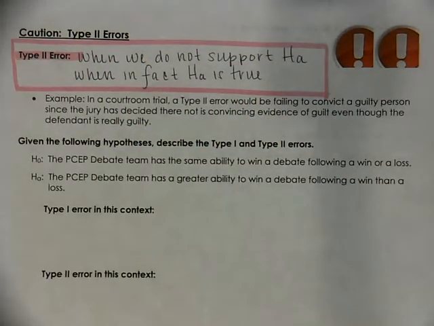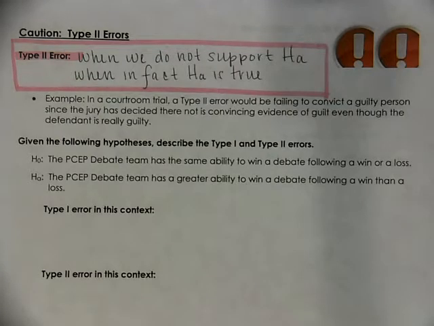Okay? So in a courtroom trial, type 2 error would be failing to convict a guilty person, since the jury has decided there was not convincing evidence of guilt, even though the defendant was actually guilty. So they are essentially letting a guilty person walk free on the streets. So also not a good type of error. I don't know how you can weigh in this case what's worse in a judicial trial, type 1 or type 2 error.